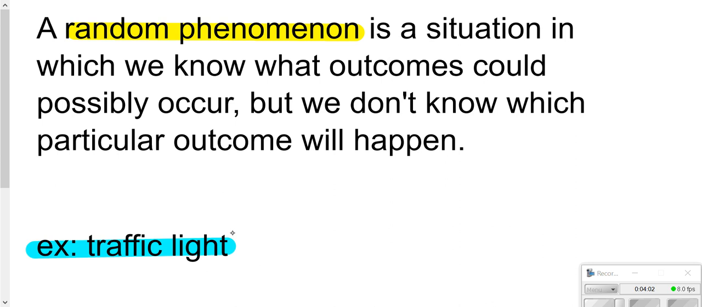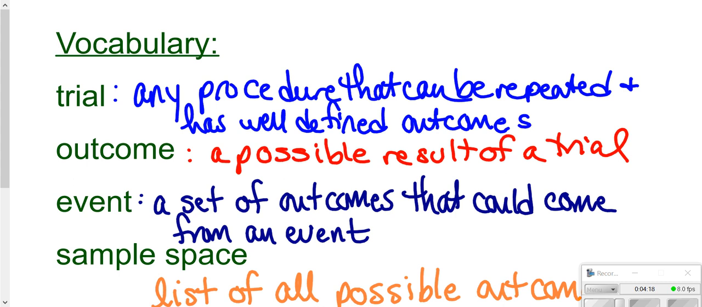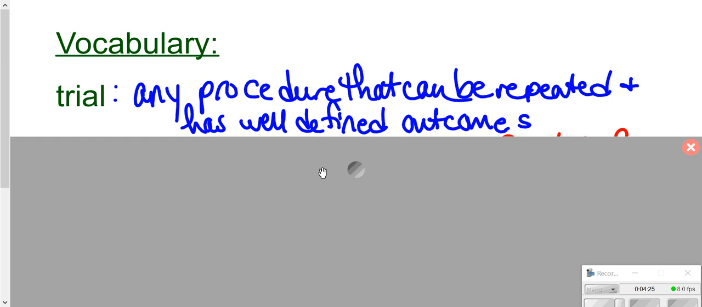Another example of a random phenomenon would be rolling a die. Another one would be flipping a coin. Anything where I am very sure of the full set of options, but I don't know which one is happening, is going to be called a random phenomenon. Okay, we're going to go little by little here. There are some vocabulary words that I'd like to go through, and then we're going to go through these same vocabulary words, but thinking about rolling dice.